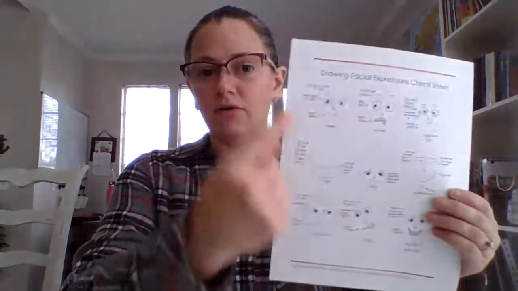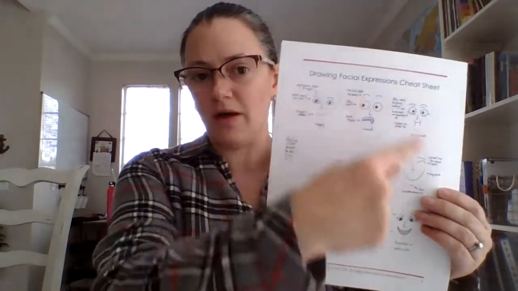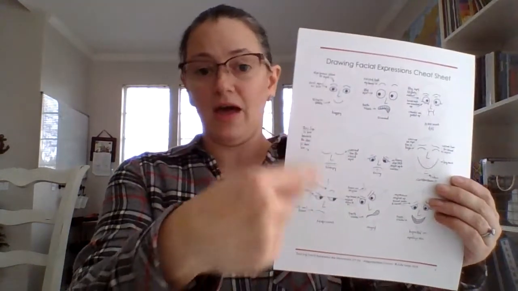Maybe do 2 or 3 and show them how the different placement of the eyes or the different shape of the eyes can express different emotions. And maybe don't even tell them the emotion. Maybe have them draw it and then ask them, what do you think this face feels like? So it walks you through how to do that.